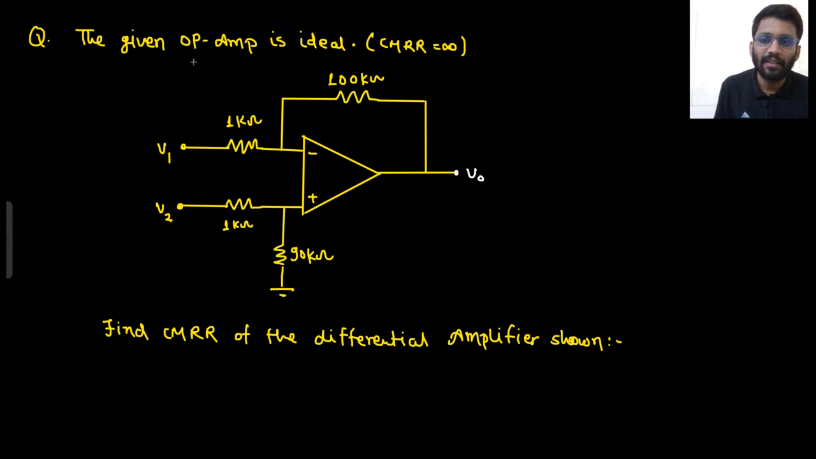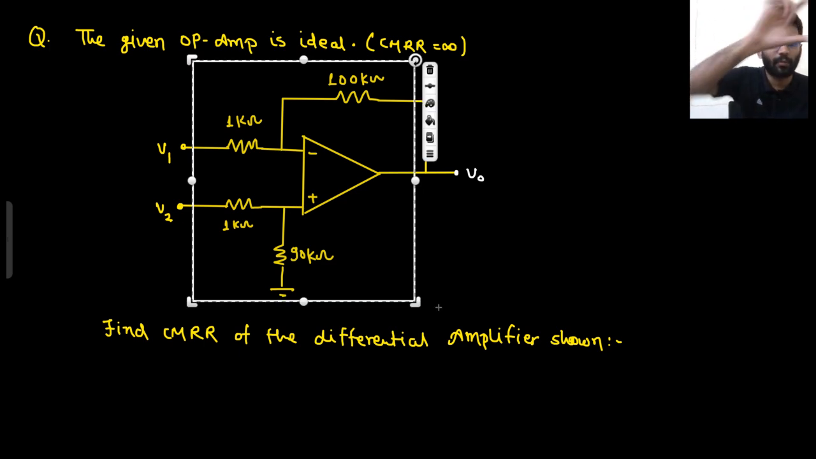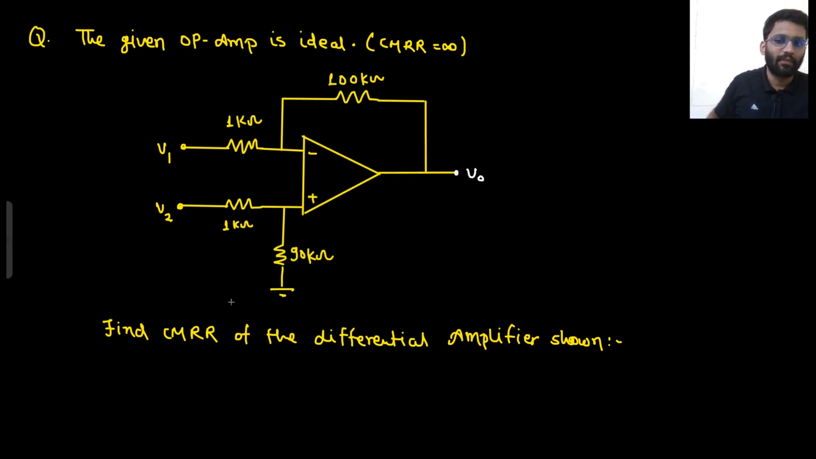Simply the question is, this particular black box is given, two inputs are applied, V1, V2, and you are having some output. If you are applying differential input, you are getting some differential output. If you are applying some common mode input, you are getting some common mode output. That's it. So this particular configuration was there.